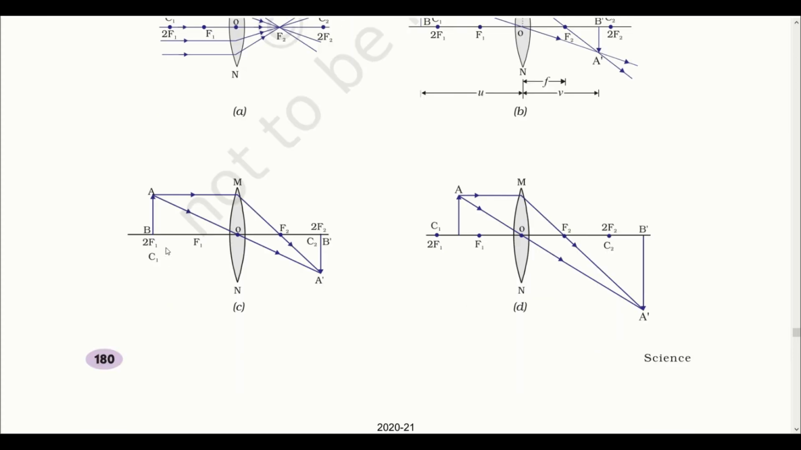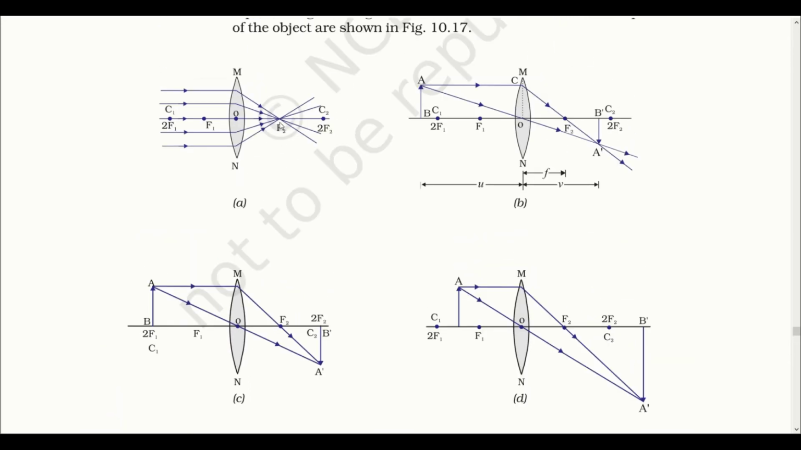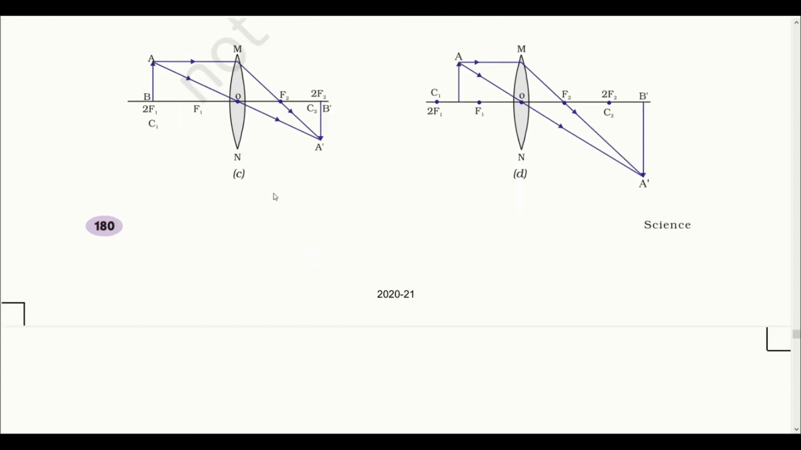When it is on 2f1, image will be formed on 2f2 on the other hand of the convex lens. Size will be same. In the first two, size will be very diminished in the first one, and here it will be diminished. In the third, it will be same as the size of the object, but it will be real and inverted. When the object is kept in between 2f1 and f1, the image will be beyond 2f2 and will be of larger size than the object.